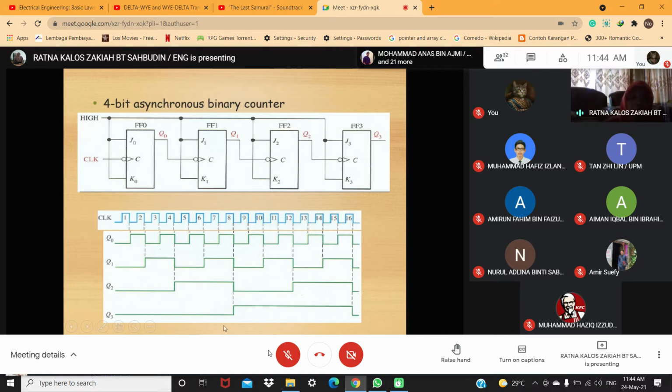So this is the counter where you take the reading here. So you have here low, that is 0. Low, high, 1. Low, high, low, 2. Low, high, 3. Low, high, low, 4. Low, high, 5. Low, high, low, 6. Low, high. This is 7, and so on.